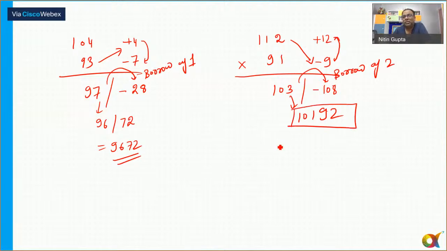All right. I hope that these two examples are enough to explain the concept when there is an increase and there is a decrease here.